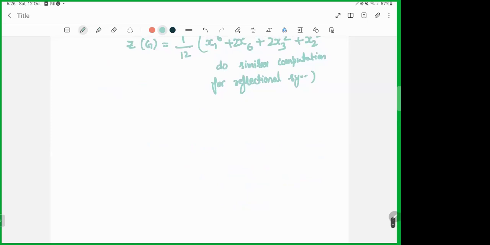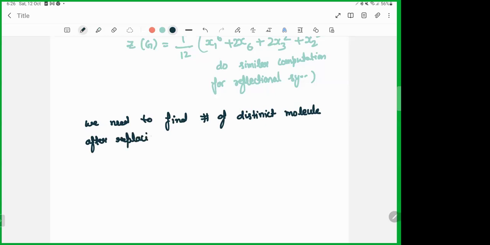So this is the cycle index polynomial, and then what we need to find out is the number of distinct molecules after replacing 4 hydrogen atoms. So once we are replacing 4 hydrogen atoms, we have to find out the number of distinct molecules.